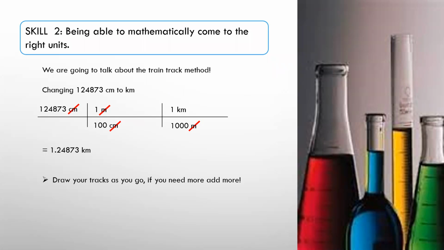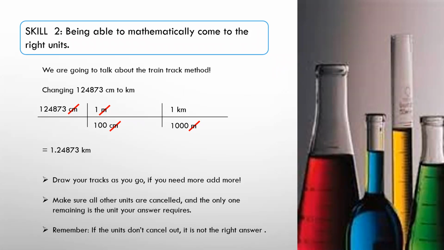Again, draw as many tracks as you need, and make sure that all the units are canceled till the only one remaining is the one that you require. And then finally, remember that if the units don't cancel out, it is not the right answer. So if you end up with units that do not resemble the unit that you've been asked for, that means that it's not the right answer and you have to go back to your method and try again. So this is a very good way to check your answers, and that is why I love this method. So definitely try and use this method.